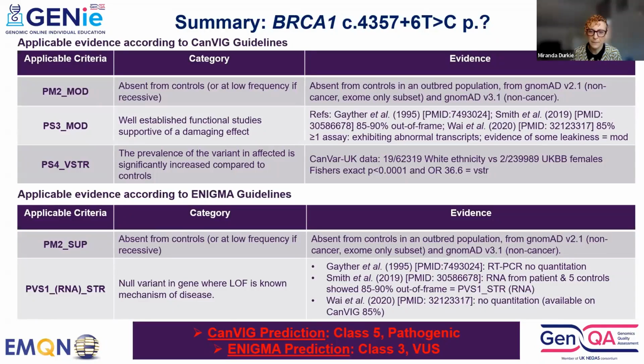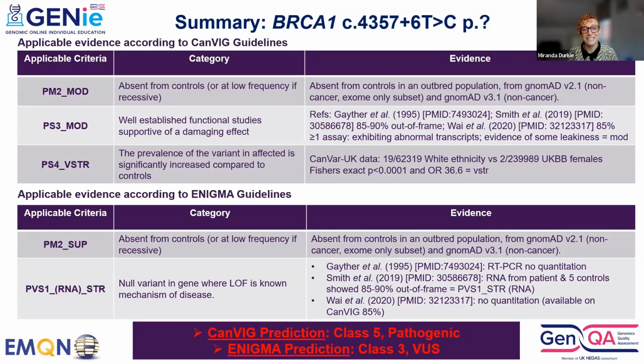And so for the exact same papers, again, there's a lookup table, and because you get between 80 and 90% of out-of-frame, so kind of leakiness, they downgrade that from very strong to strong. And Enigma set a cutoff actually of 80. If any transcripts are below 80%, you wouldn't use PVS1 at all for that.